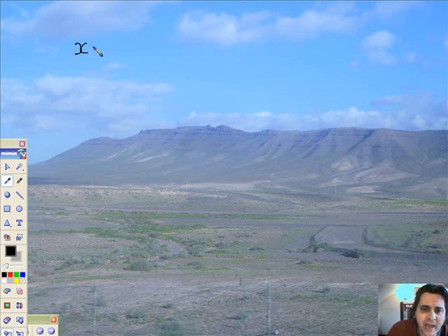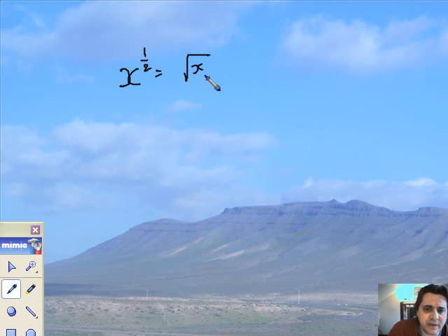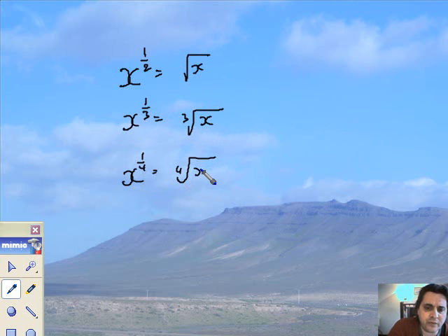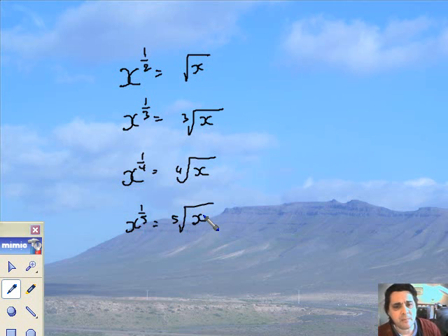Did you know that any number to the power of a half means the square root of the number? Did you know that any number to the power of 1/3 means the cube root of that number? Did you know that any number to the power of 1/4 means the 4th root of that number? Did you know that x to the power of 1/5, any number, is going to be the 5th root of that number?